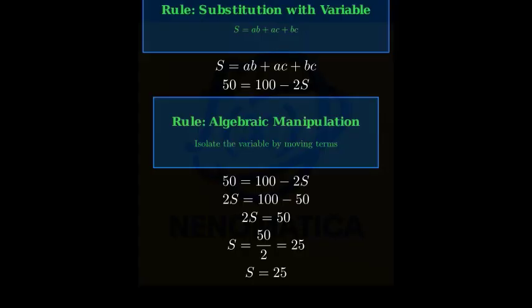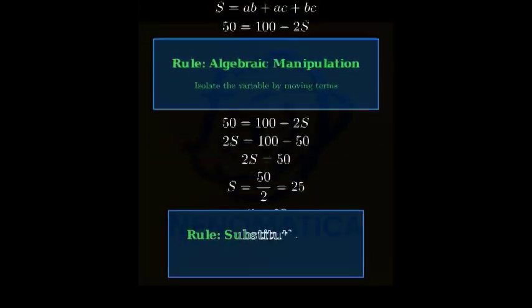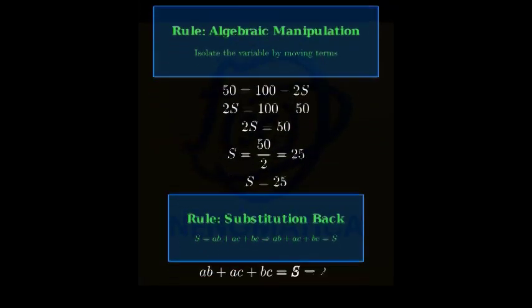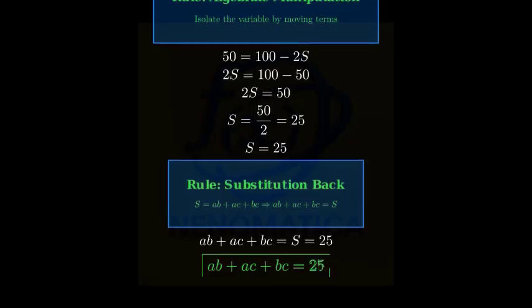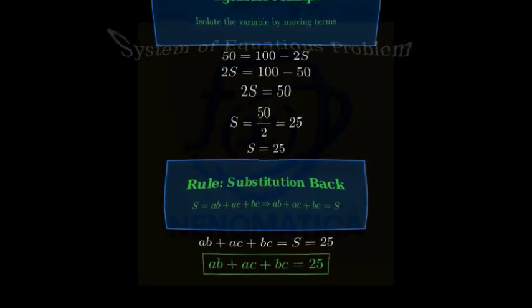Verify this result by checking if it satisfies our original equation. Now that we've found the value of s, let's substitute it back into our original expression. Since s represents ab plus ac plus bc, and we found that s equals 25, we can conclude that ab plus ac plus bc equals 25. Therefore, the final answer is ab plus ac plus bc equals 25.